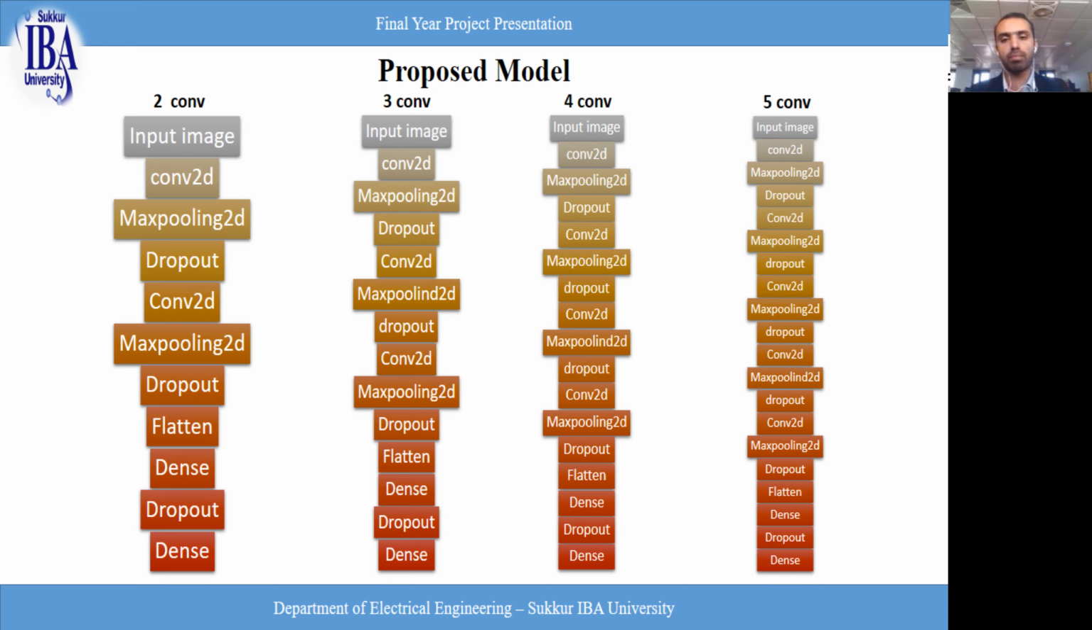This is our proposed model. First of all, we have made a model with two convolution layers. We have tested everything on these two convolution layers, and after that we increased the number of convolution layers in the proposed model, and we did the same things again and again and increased the number of convolution layers to 4 and then to 5, and then we saw the results and compared them.